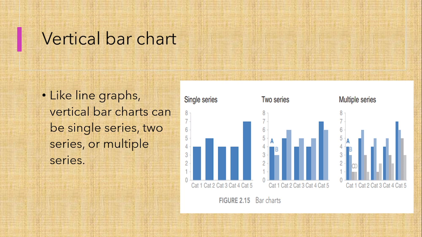The next one is vertical bar charts. Like the line graph, vertical bar charts can be single, two series, or multiple. If you are good with data, you have come across this one, because we say bar chart mostly when working with categorical data types. You can see cat 1, cat 2, and then you have two series where you have combined A and B, and also multiple series using A, B, C, D across the categories. So this is a vertical bar chart.